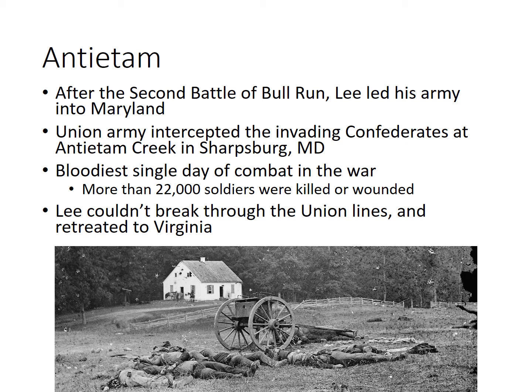After the Second Battle of Bull Run, Lee started leading his army into Maryland. The Union Army intercepted the invading Confederates at Antietam Creek in Sharpsburg, Maryland. Disappointed with McClellan for failing to pursue Lee's weakened and retreating army, Lincoln removed him for a final time as the Union commander. The president complained that his general had a, quote, bad case of the slows.